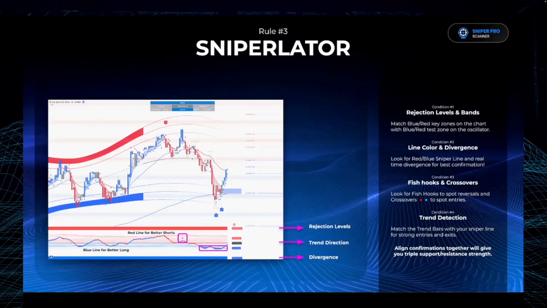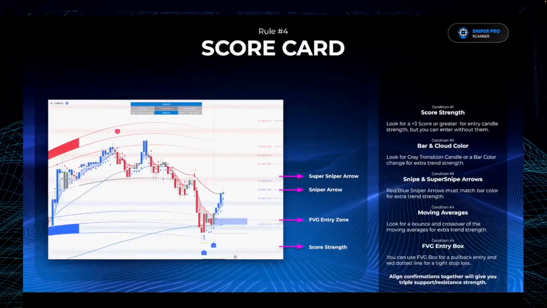Alrighty, so again, looking at the Sniperlator, you ideally want to make sure that your buys are at your lows or at your highs. You want to look for the line color and some divergence. You want to make sure that you get those little crossover dots, which are going to help you confirm the entry, and make sure you're always taking a look at your trend direction bars in the middle. They will help you greatly, making sure you're at the right place at the right time, catching the right momentum.